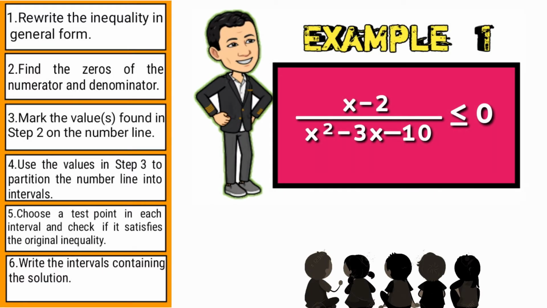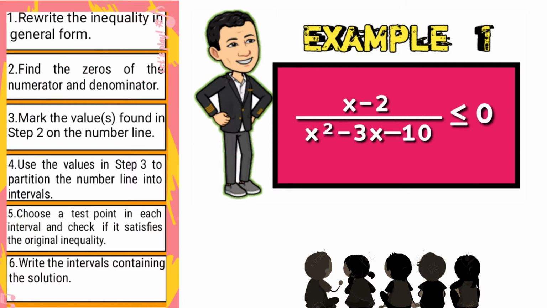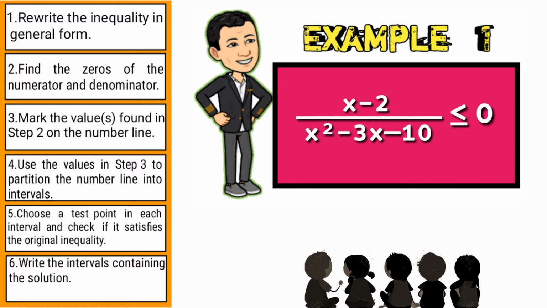x minus 2 all over x squared minus 3x minus 10, all of this is less than or equal to 0. As you can see, it involves a rational expression, and the inequality symbol is less than or equal to. To solve this, let us follow the following steps. Alright, so let's do it.